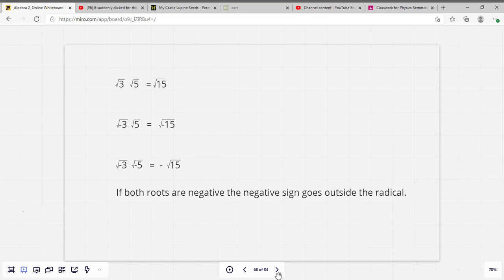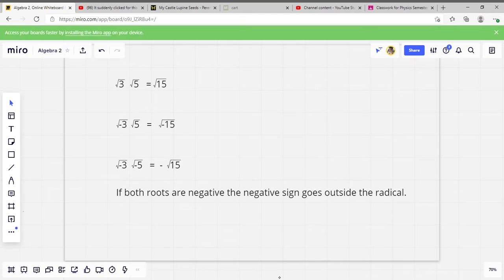All right, so when we're writing these, there's a certain way that we need to write these equations. First, the square root of 3 times the square root of 5 is the square root of 15. We've already done that. The square root of negative 3 times the square root of negative 5: 3 times 5 is 15. If we have two negatives, negative times a negative, inside is positive, but the negative goes outside the square root box. So this is just a rule. If both roots are negative, the negative sign goes outside the radical. The radical is the square root box.